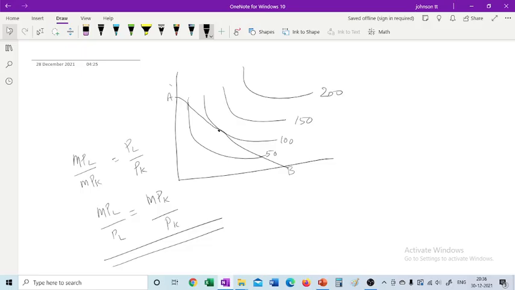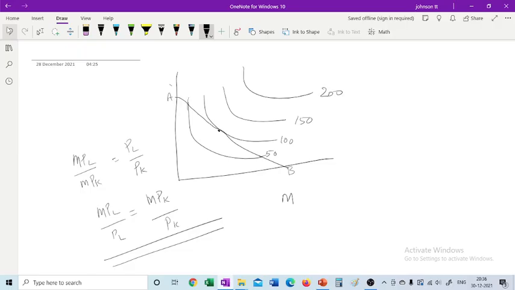So what is MPL by PL? That is the output that we are getting from the last rupee or last unit of money we spent for labor, and that is equal to the output that we are getting from the last unit of money that we spend for capital. When these two are equal, then the producer is in equilibrium. So that is producer's equilibrium or least cost combination.